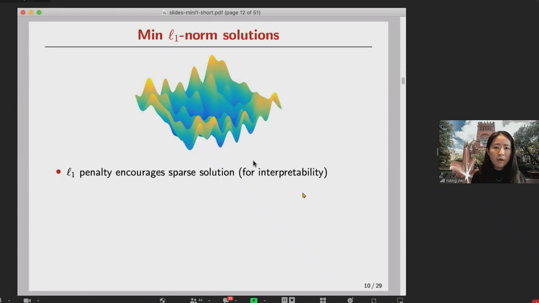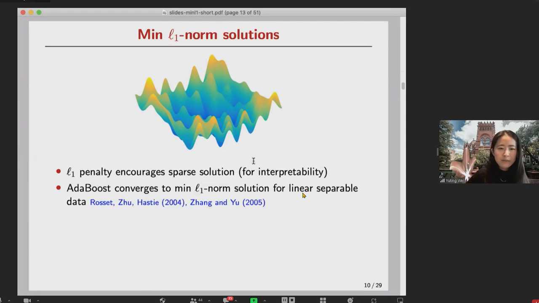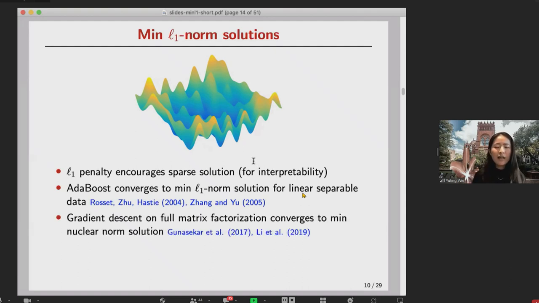So why do we care about the minimum L1 norm solution? We know that the L1 penalty is often used as a surrogate for the L0 penalty to encourage sparse solutions. Also, because this is a convex penalty, we can use an easy convex optimization algorithm to approximate the solution. As Nikolai also pointed out, there are many algorithms which are known to converge to the minimum L1 norm solution. For example, AdaBoost converges to the minimum L1 solution for linearly separable data. And some gradient descent algorithms, for example for the matrix factorization problem, converge to the minimum nuclear norm solution.